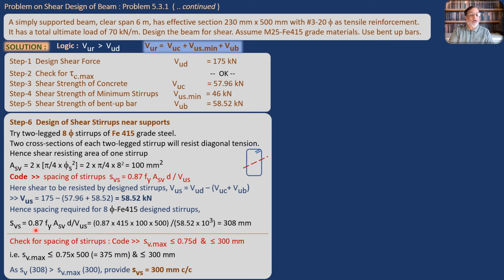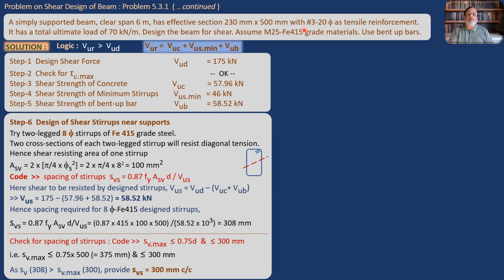That is equal to 0.87 Fy ASV d upon VUS. That formula is there, which we have stated here earlier. I will now substitute the values. Now you have to pay attention while substituting the values. 0.87 as it is. Fy is 415. What is Fy? Fy is the grade of steel of this particular stirrup. You have a choice of using different grades of steel for stirrups also.